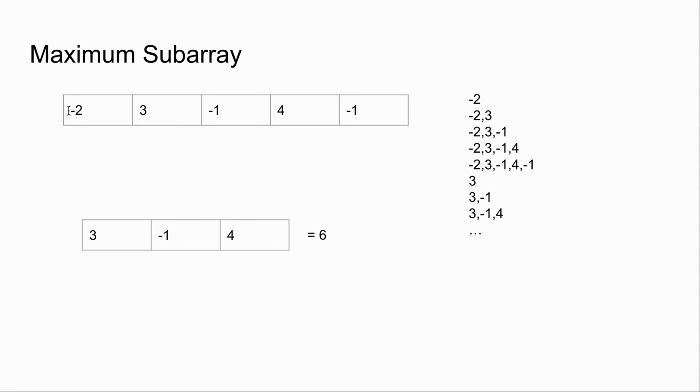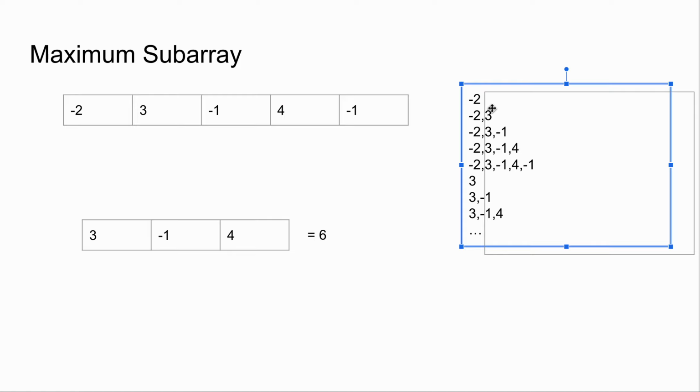The question is about an array in this particular problem. So what are subarrays? Subarrays are the continuous ranges in any given array. For example, 3 minus 1 4 is a subarray. 3 comma minus 1 is a subarray. Similarly, 4 itself is a subarray. Minus 2 itself is a subarray. Then the entire array itself is also a subarray. So I have written some of these subarrays here.